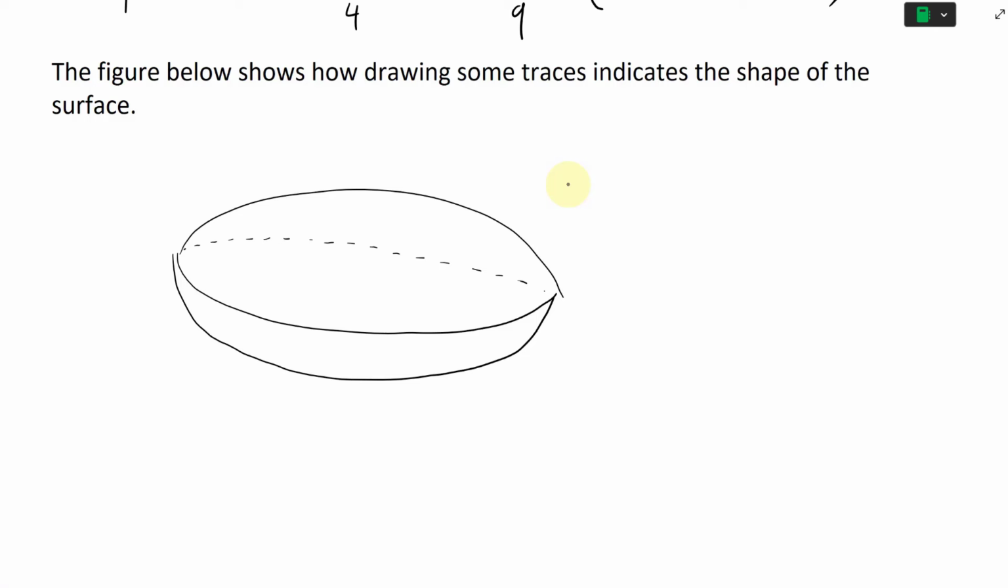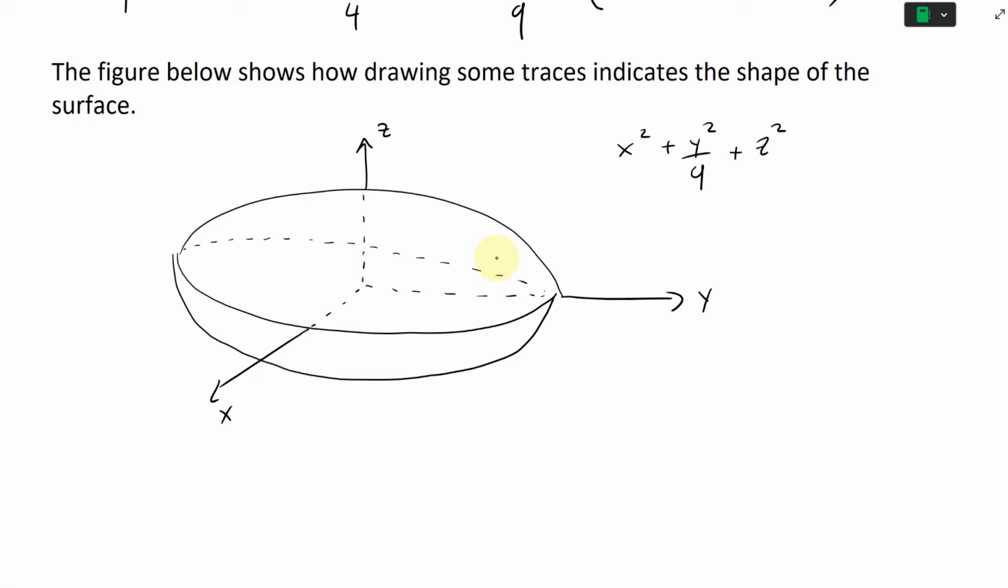And this part right here is the Z axis. This goes all the way across here, this is the Y, and this is going to be the X. It's going to look something like that. So let's write the equation again: x squared plus y squared over 9 plus z squared over 4 equals 1.